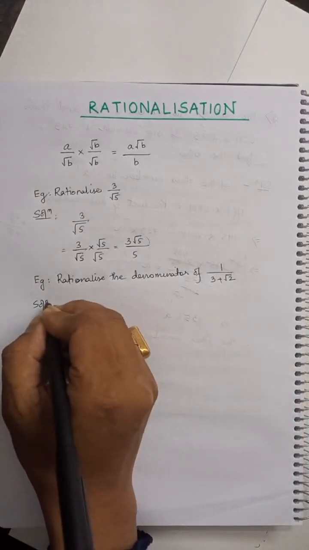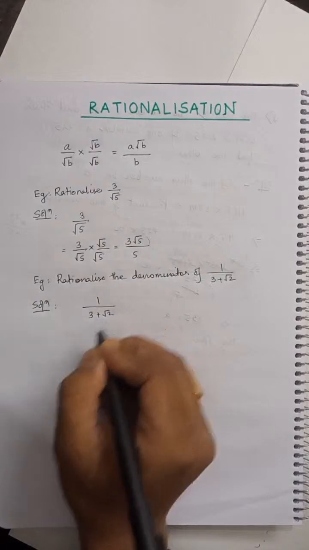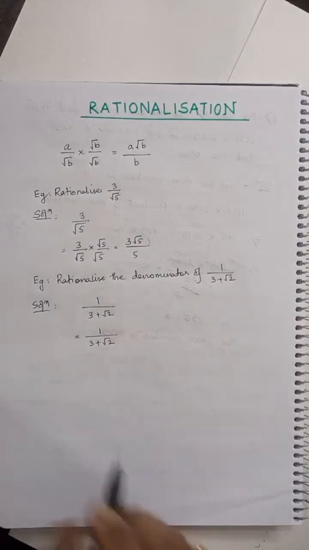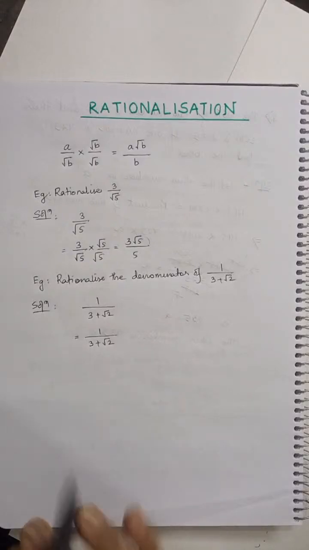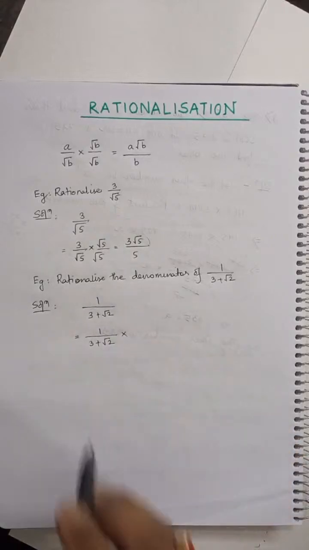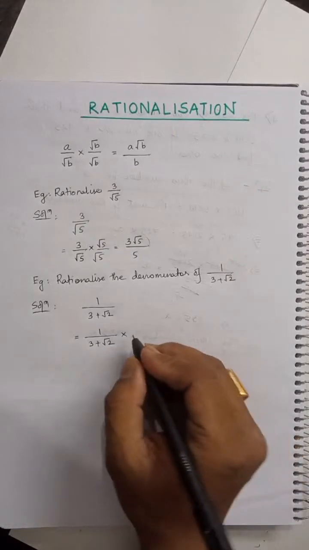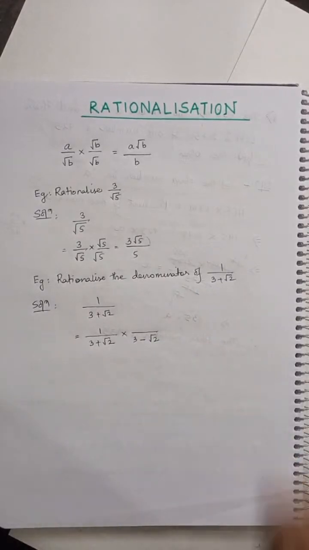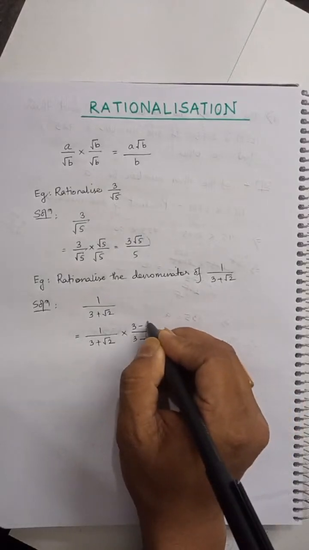Now we have 3 plus root over 2 in the denominator, so we cannot just multiply by root over 2 and rationalize. So what we have to do, again we have a very simple rule. We have 3 plus root over 2, so you just multiply by 3 minus root over 2, but just keep in mind that the same number has to be in the numerator part also. So this is 3 minus root over 2.